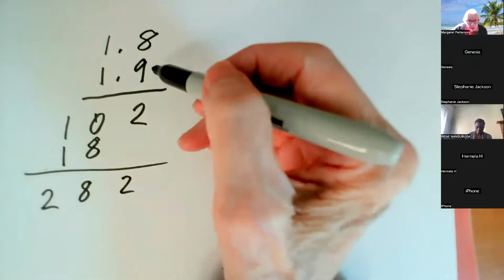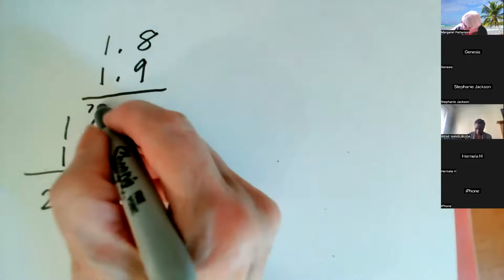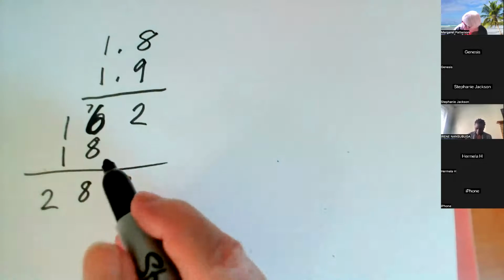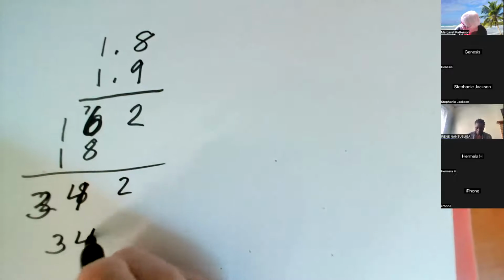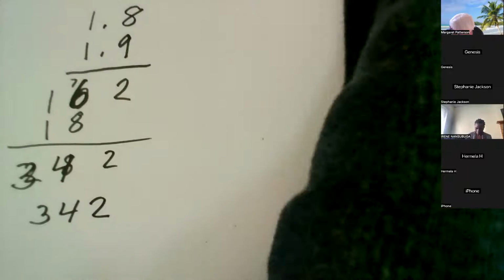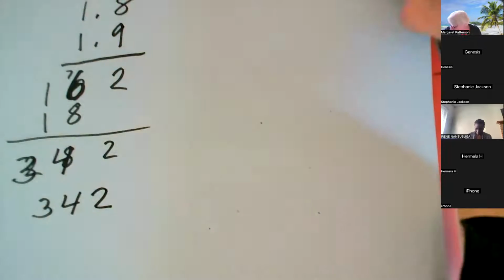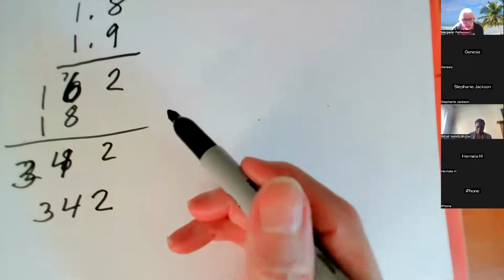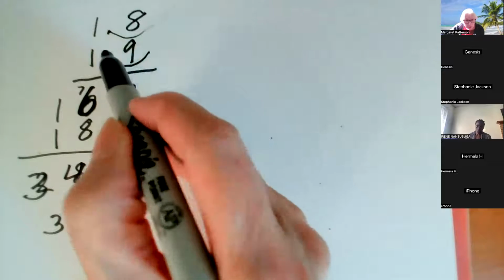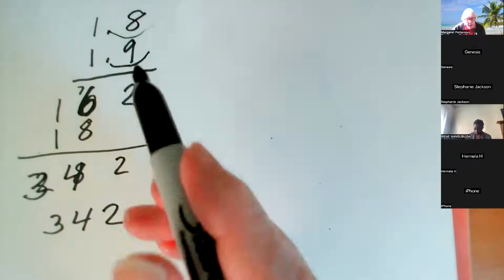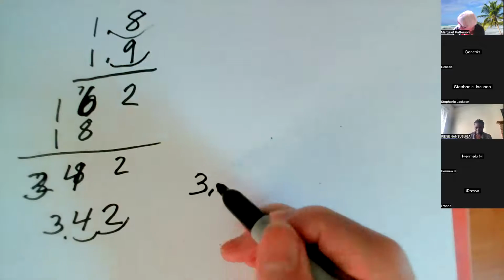This was 72 carries 7. Oh, wait, I made a mistake. 72 carries 7. This is 9 and 7 is 16. I'm getting 342. Anybody disagree? No. Okay, I used my calculator, so that's good. So at this point, this was what we learned in the decimal chapter, that there were two decimal places. That was my mistake. So it's 1, 2. So it's 3.42.